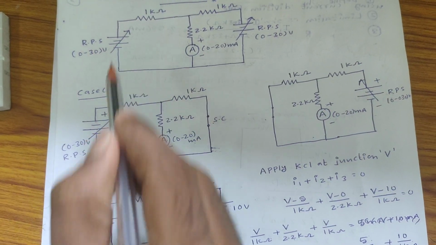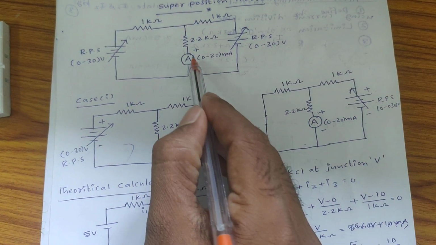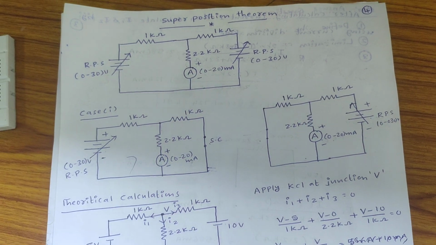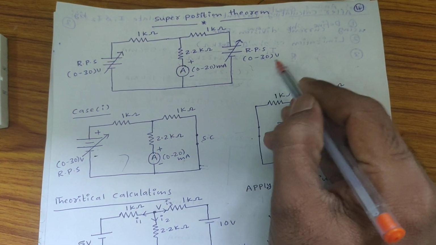See here, these are the practical circuit diagrams. Here I need to verify that this current is equal to the sum of these currents when we consider each source separately, right? First of all, I would like to connect the first circuit diagram.